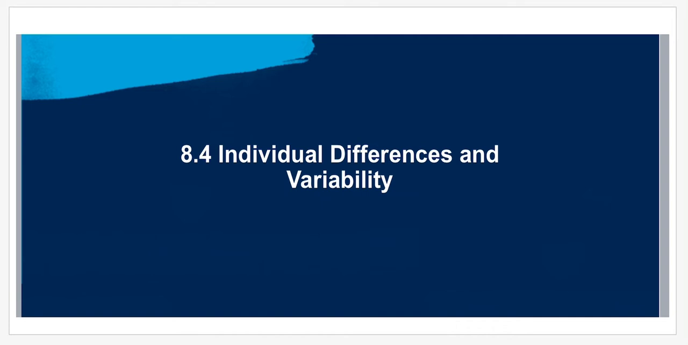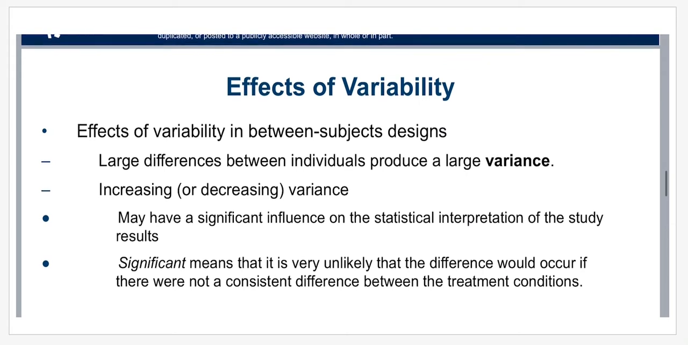To remind you of what those are, we're going to talk about how individual differences influence variability within the groups, which I'll explain in a minute, and how that influences the interpretation of the results, and what the options are for reducing or controlling this variability within the groups, so that we can make sure we are able to interpret our results accurately and get true results.